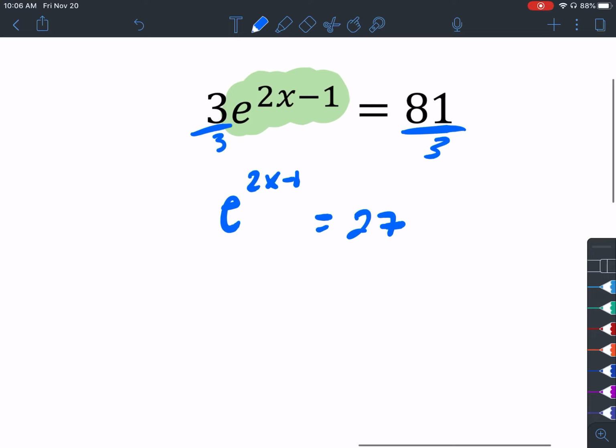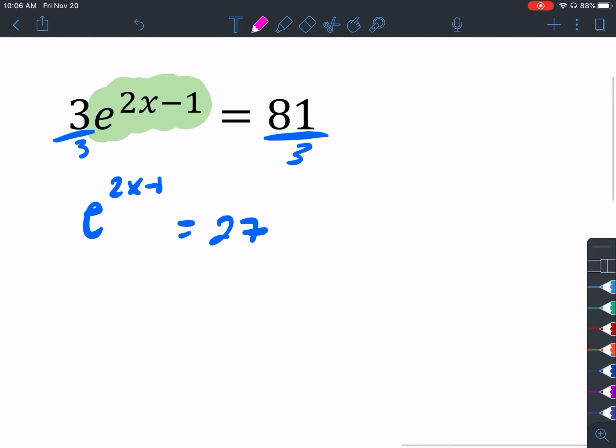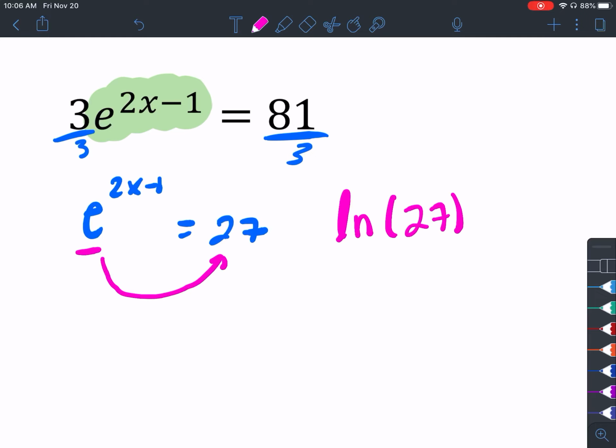Now, there are different ways to go about solving this. Some of you guys will just want to convert it straight into logarithmic form. So it's base e. So I immediately know I'm going to do the ln of 27 to the 2x minus 1. So that is one method.